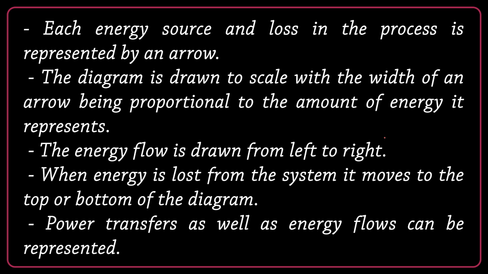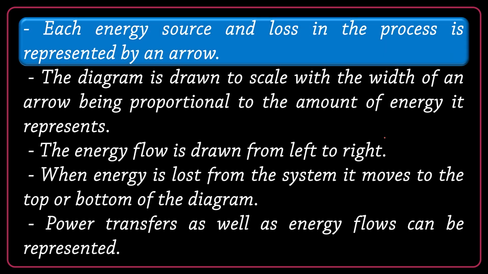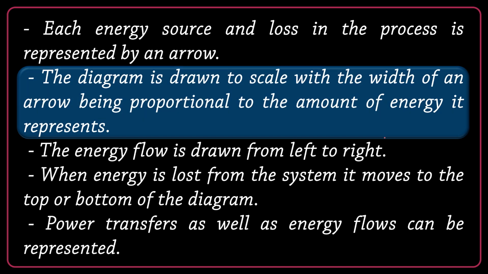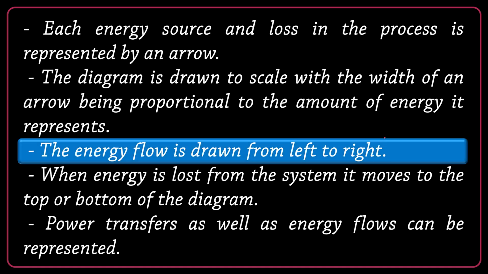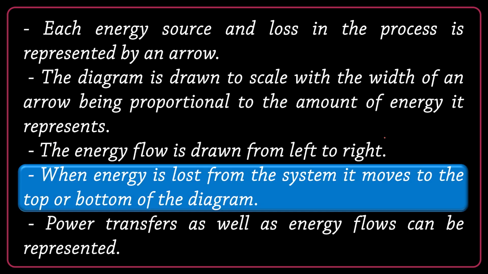So the general rule for drawing Sankey diagrams is like this. Each energy source and loss in the process is represented by an arrow. The diagram is drawn to a scale with the width of an arrow being proportional to the amount of energy it represents. The energy flow is drawn from left to right, as I mentioned. When energy is lost from the system, it moves to the top or the bottom of the diagram. Basically, the useful energy is always drawn to the right, but degraded energy up or down.